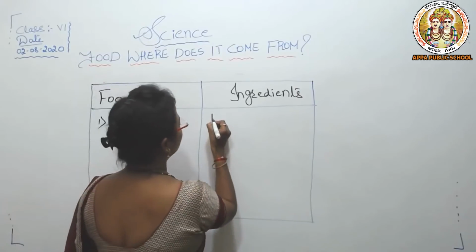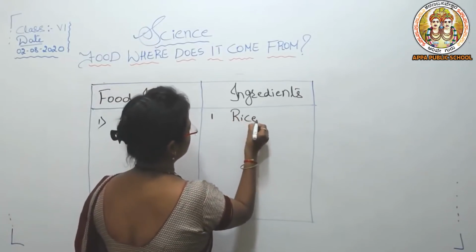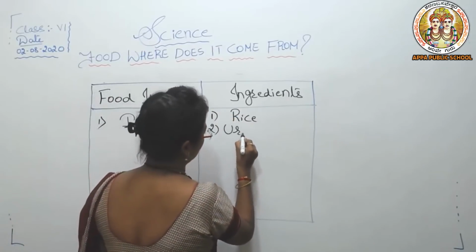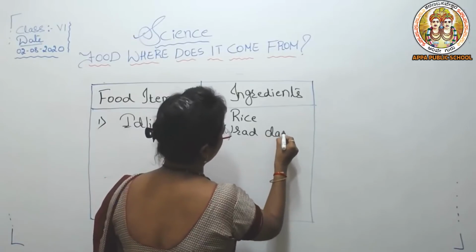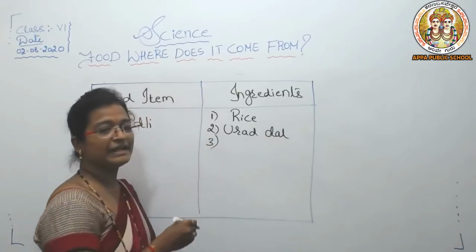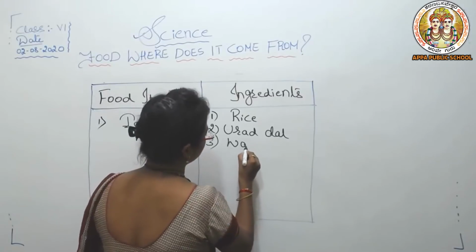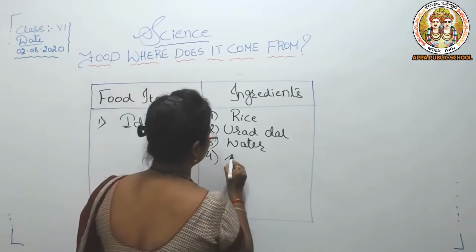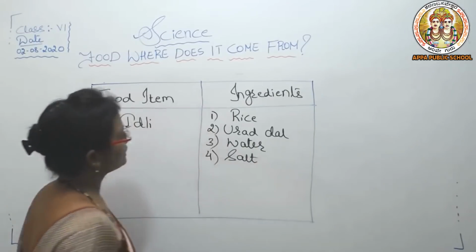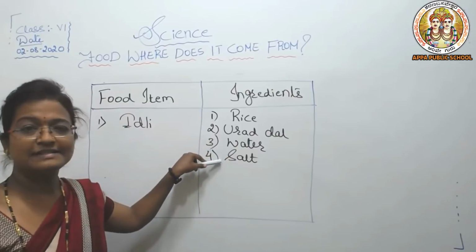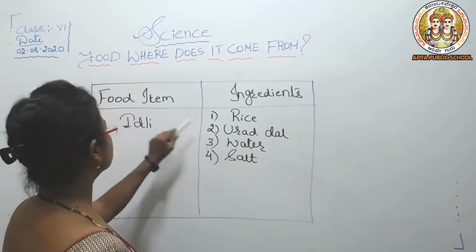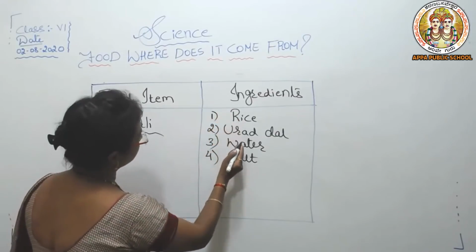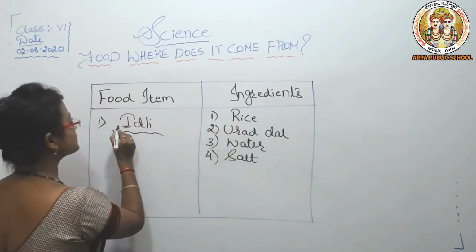First, we need rice. Next, we need urad dal. Next, we need water. And next, we need salt. So what are these? These are the ingredients. And what is the dish? Idli. So by taking these ingredients, we are preparing a dish, idli.